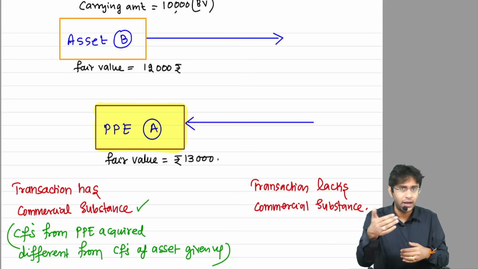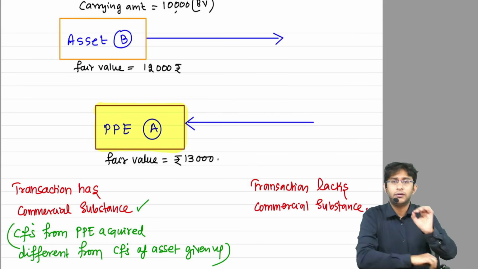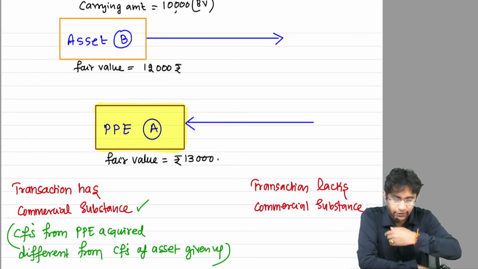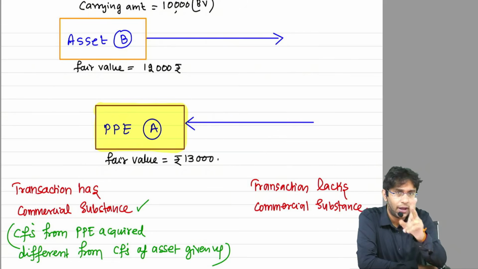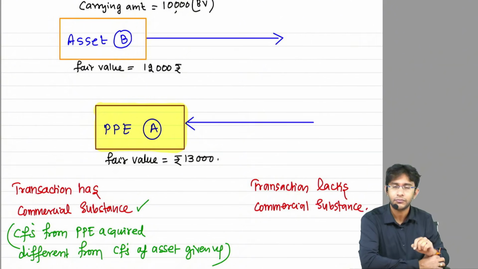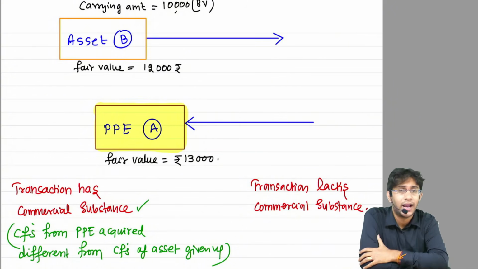Let's say B and A both manufacture the same kind of product. Whatever product machine B gives, machine A also will give the same product. So I have given B, I have acquired A. Both are manufacturing the same kind of products. So now, is commercial substance there or not? Listen here. Still, we cannot say that the transaction lacks commercial substance.